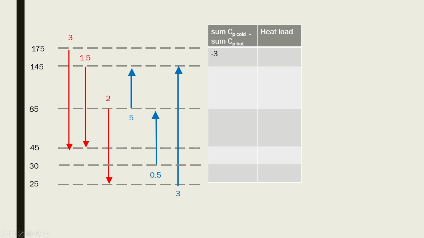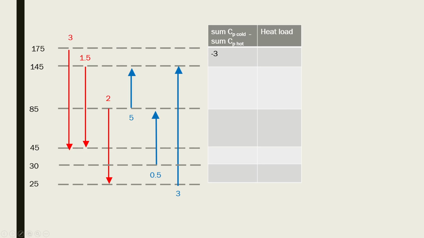In the second zone, from 145 down to 85, we have 4 streams, 2 cold streams and 2 hot streams. We are going to get the summation of the CP of cold streams, which is 3 plus 5, which is 8, minus the summation of the CP of hot streams, which is 3 plus 1.5, which is 4.5.